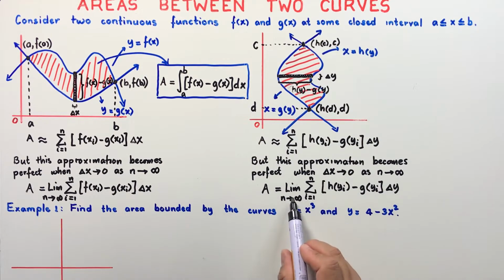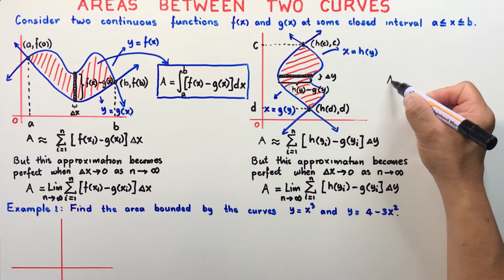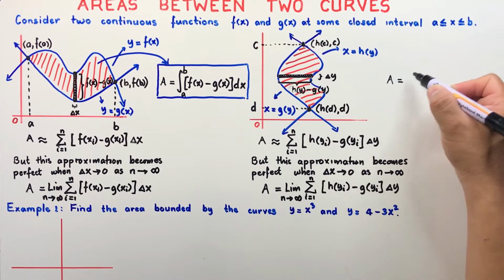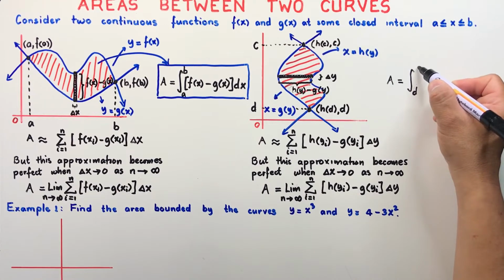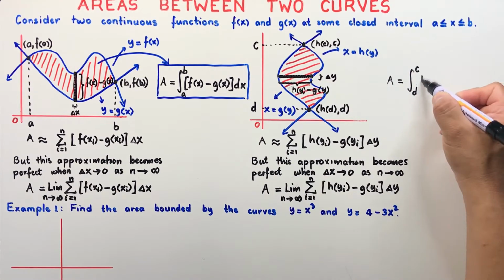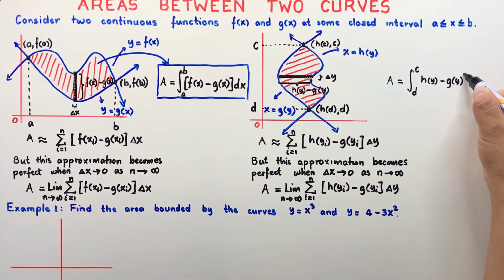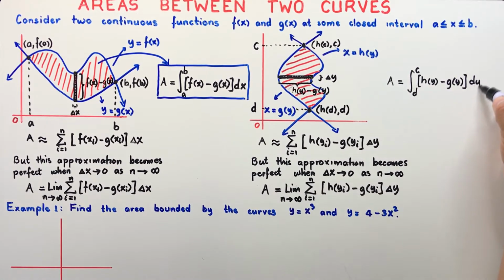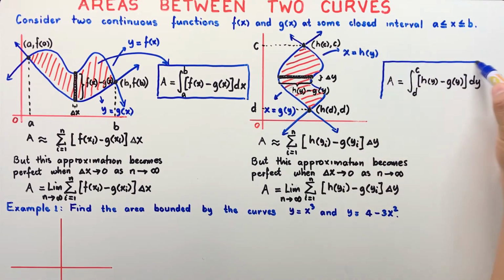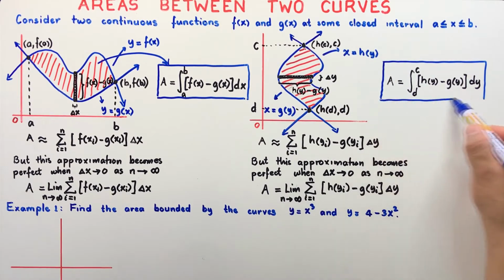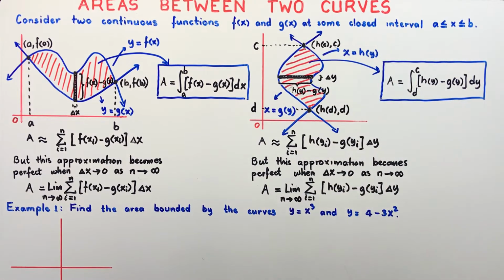Now we notice that this is the limit of a Riemann sum, and we know that this is equal to the integral. So it is the sum of all the slices from d to c of h of y minus g of y times dy. Therefore, this is our formula for the shaded region if we slice the shaded region horizontally.